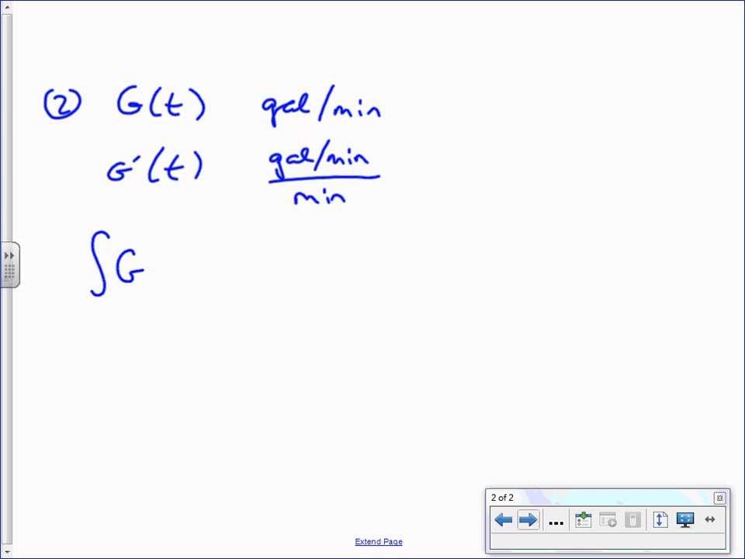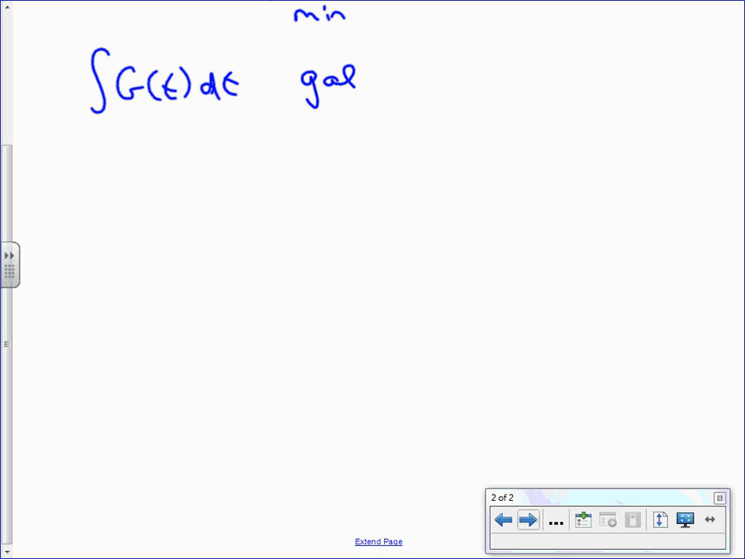And if I ask you to find the antiderivative of g back at the beginning, then whatever your answer is, it's going to be in just plain gallons. Okay? Just plain gallons. How many gallons? All right, so once again, we'll just go through and make sure that you see what the units would be on each one of these possible structures.